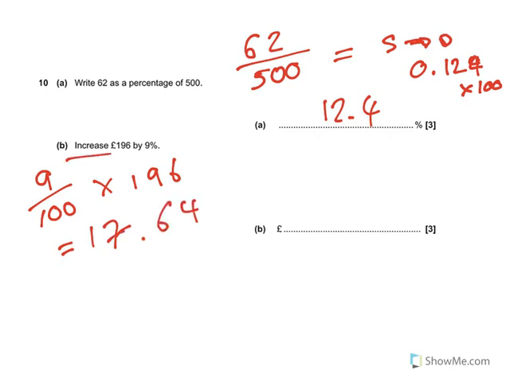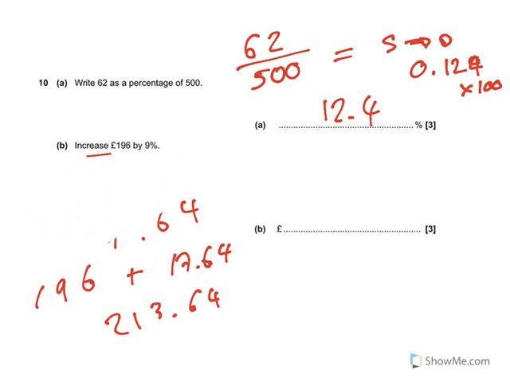Remember, it's an increase question, so you need to increase 196, so add 17.64, and you end up with 213.64. Okay, so that's just one method.